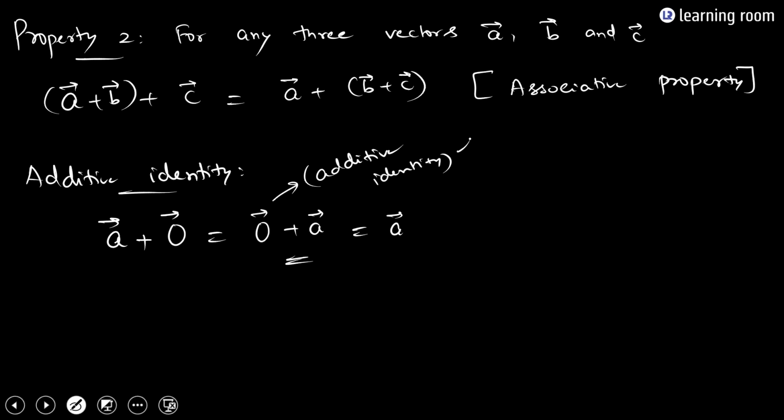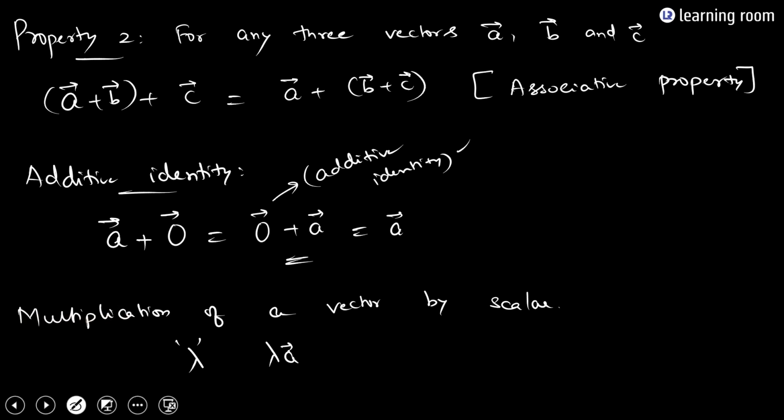Next is multiplication of a vector by a scalar. If I have a scalar lambda, then lambda times A vector is what is called a vector multiplied with a scalar.